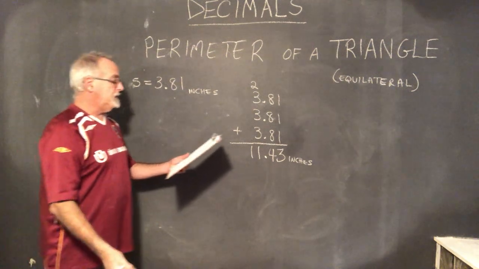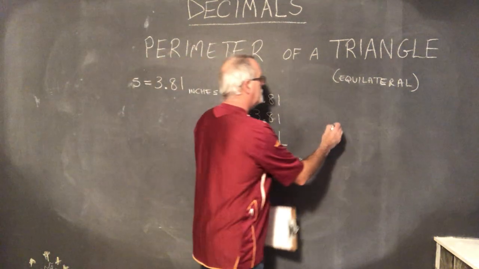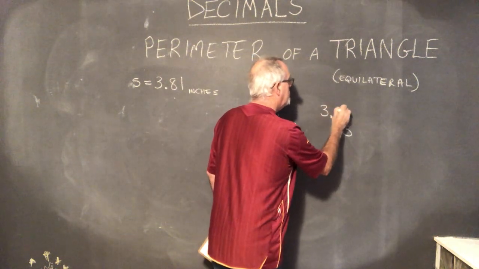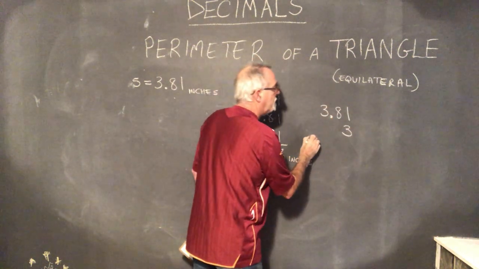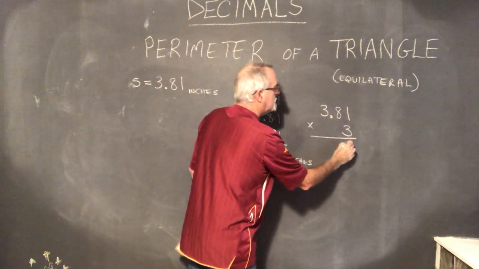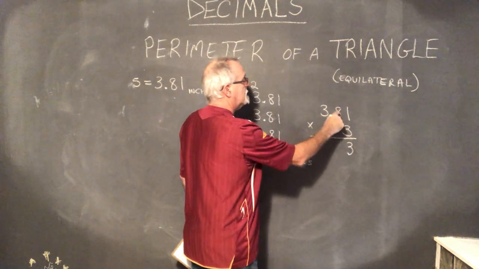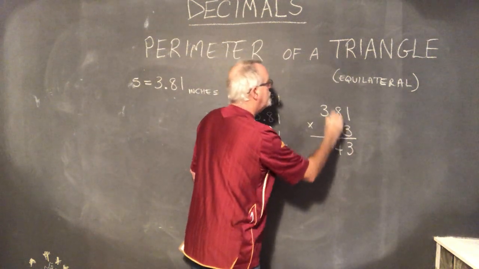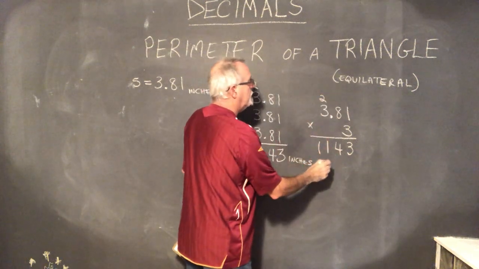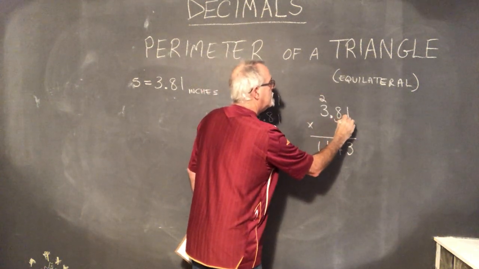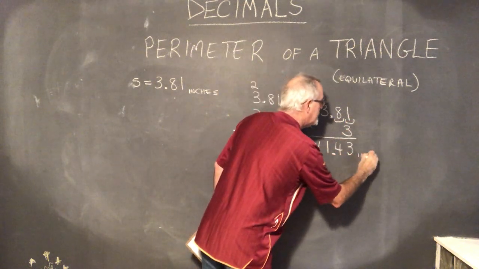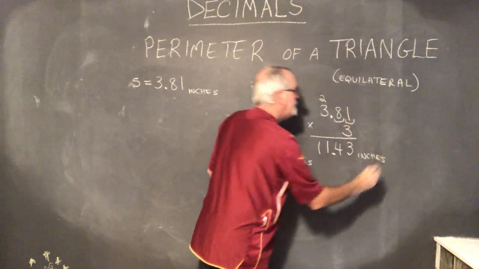But if I multiply instead, it's going to be 3 times 3.81. And I'm multiplying, so I'm not trying to line up decimals. 3 times 1 is 3. 3 times 8 is 24, so I put the 4 and carry the 2. 3 times 3 is 9, plus 2 is 11. I'm able to write all of that. Then I count my digits, and I need 2, so 11.43 inches, thank you, is the answer.